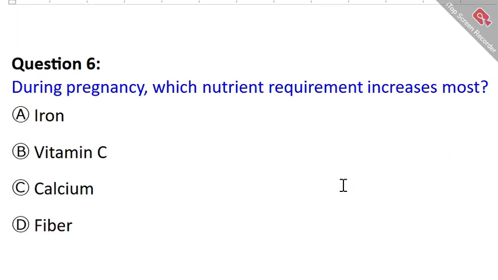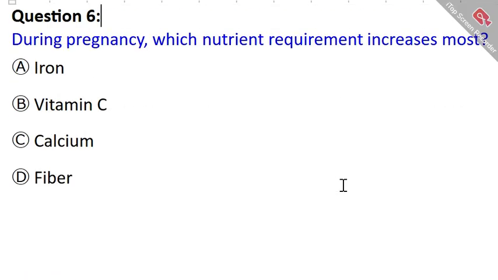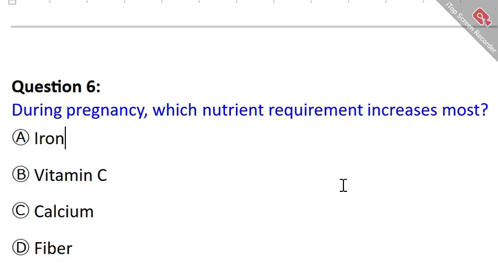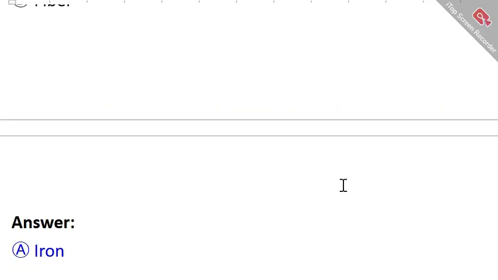Number 6. During pregnancy, which nutrient requirement increases the most? Read the 4 options. Then I will give the answer. The correct answer is option A, iron. During pregnancy, the iron requirement increases.